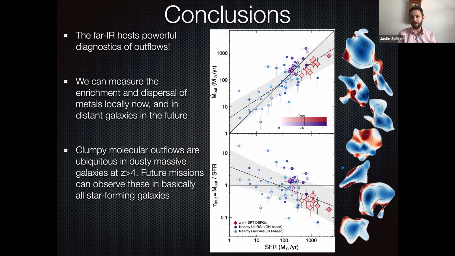And I've also shown, using the first large sample of outflows from ALMA, that clumpy molecular outflows are very, very common in star-forming galaxies. This is something that you might expect, I assume. And basically future missions will be able to observe outflows like this in every star-forming galaxy out to redshift 2, which I think is a lot of fun. So I'll stop there and take any questions. So thanks.